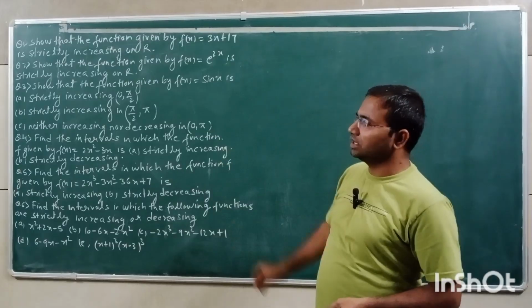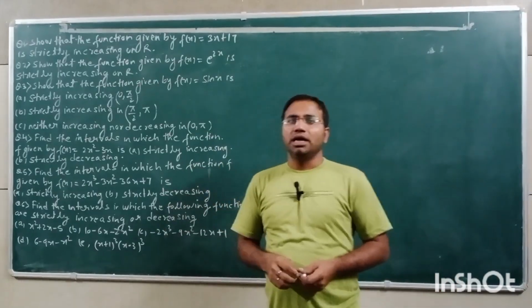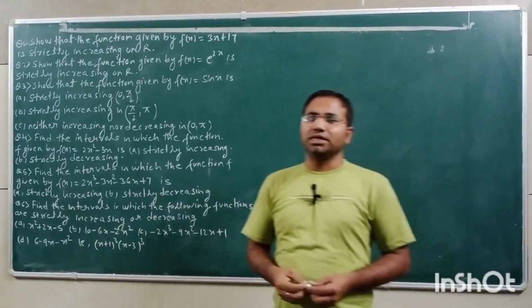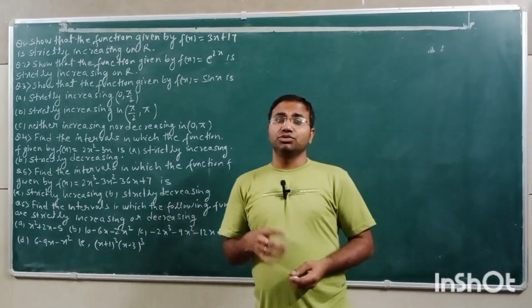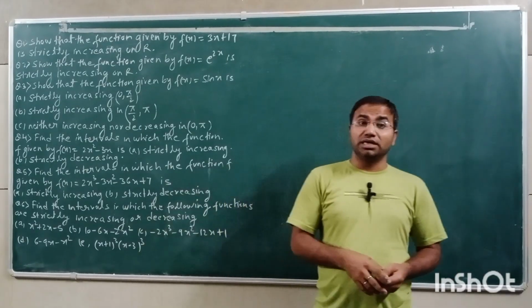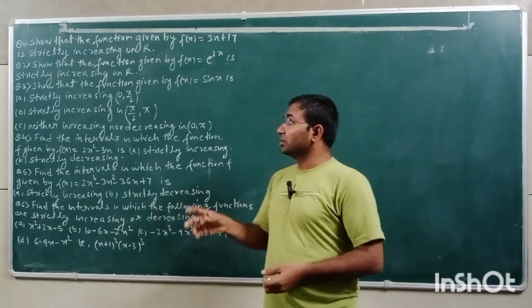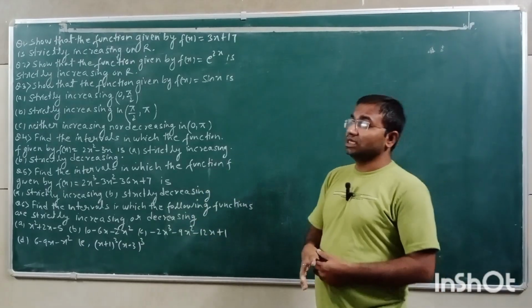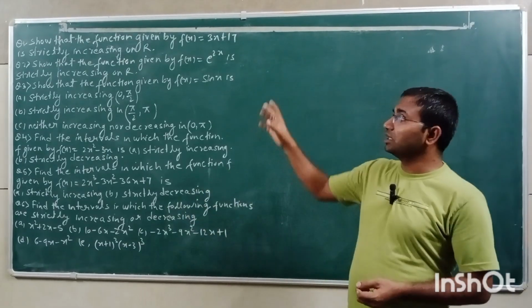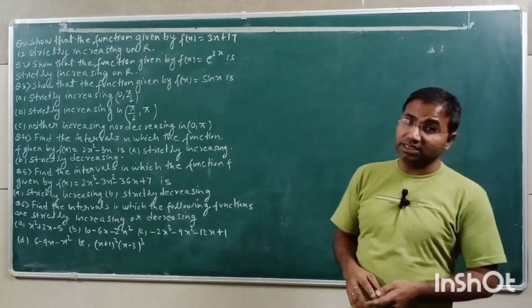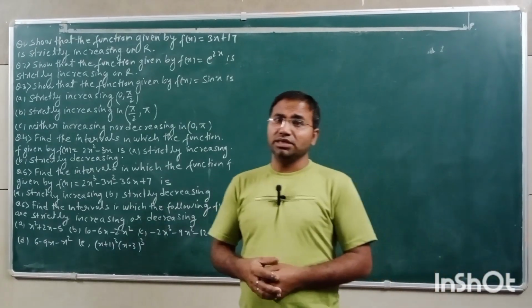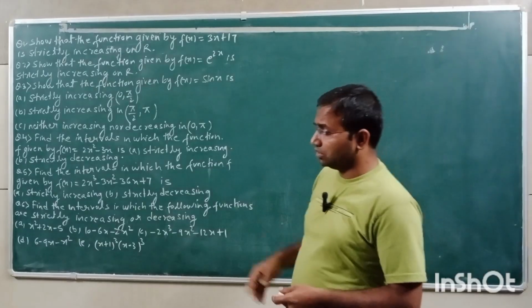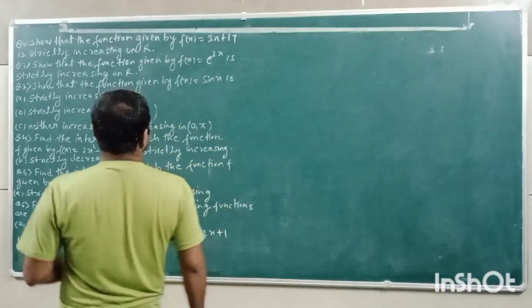See here, some questions are written. These questions are from applications of derivatives. As I told you, the derivative is used in measuring the rate of a function, increasing or decreasing, maxima and minima. So here the questions are of increasing or decreasing. Before this video we had discussed rate measuring. Let us see how we will solve the question and how you will write the solution.